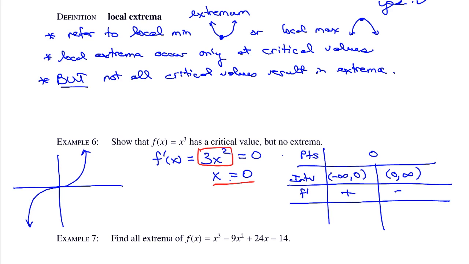So f prime is always positive, which means that f is always increasing on both sides, which means there's no place for it to have a local minimum or a local maximum. In order to have a local max, it would have to be increasing followed by decreasing. To have a local minimum, it would have to be decreasing followed by increasing. Okay. So we have a critical value, but no extremum.